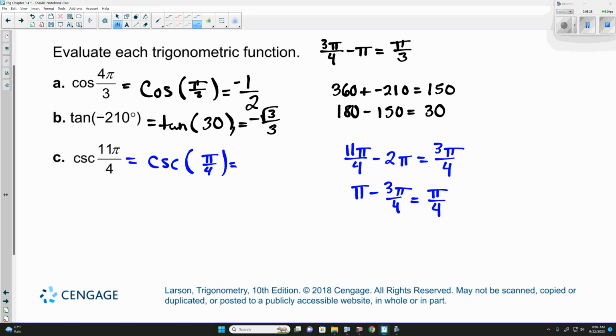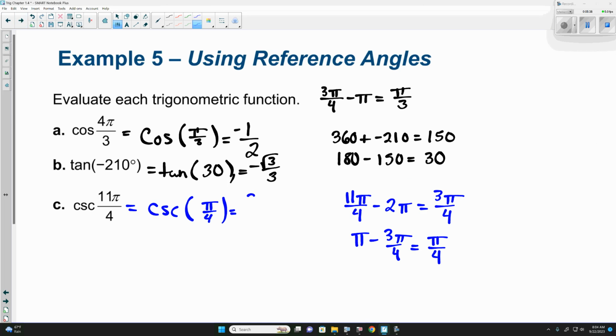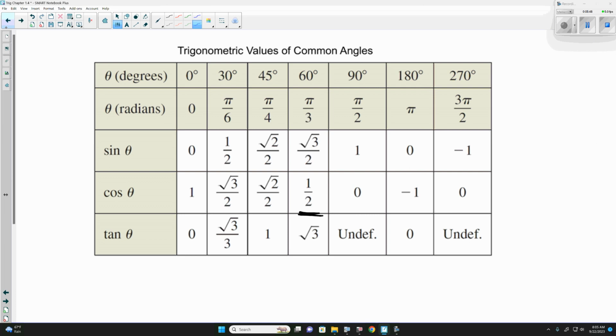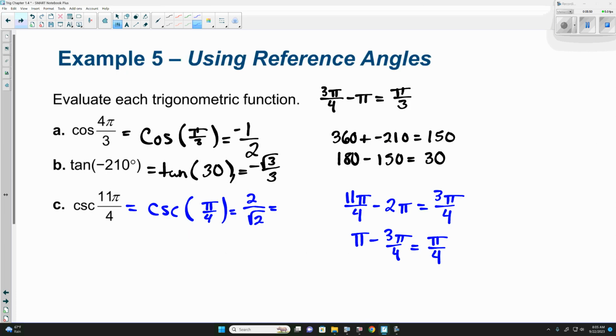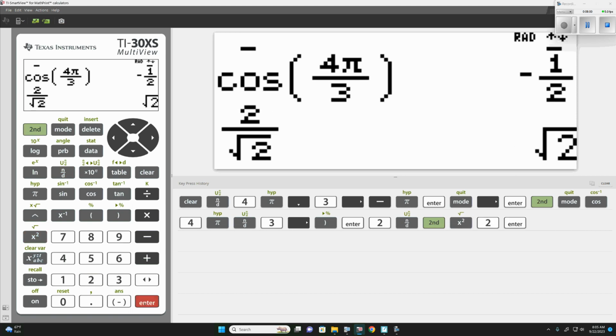Now, cosecant is 1 over sine. So let's see what sine is at pi over 4. Sine at pi over 4 is square root 2 over 2. So cosecant would be 2 over the square root of 2. Sine of 45 is square root 2 over 2, but since we're doing cosecant, it would be flipped. Then we need to rationalize this. 2 over square root of 2 is square root of 2.